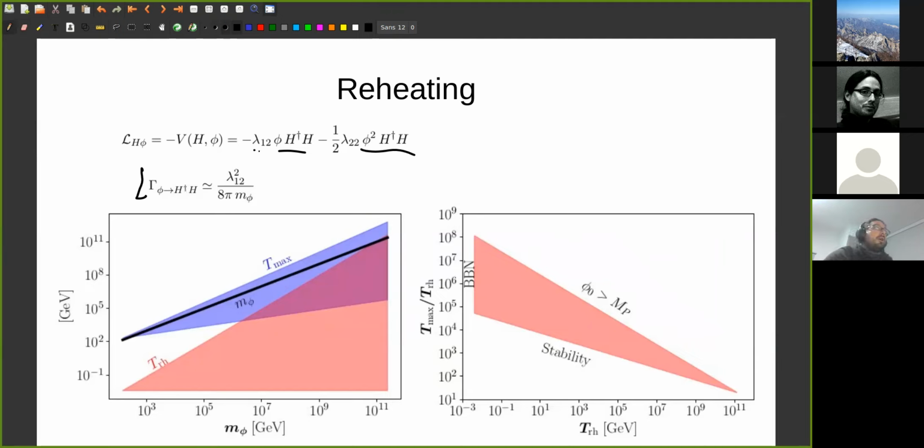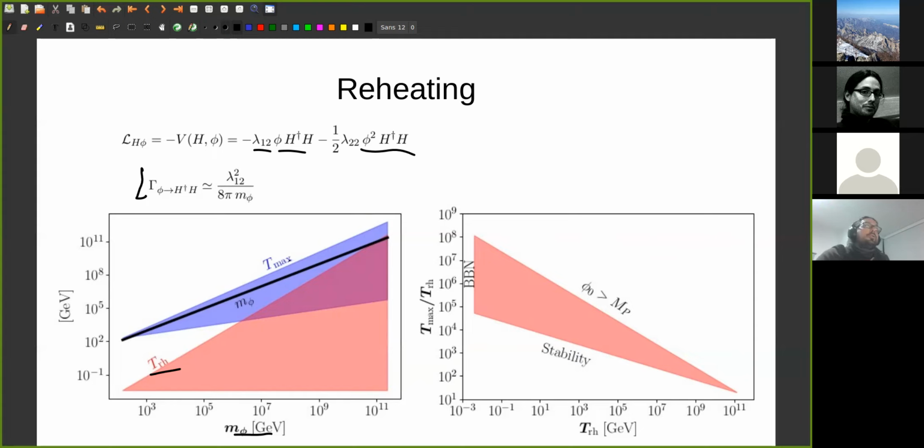It will depend on this coupling lambda 1,2, which is a dimensionful parameter that controls the coupling between one inflaton and two Higgses. And therefore, you can see that depending on the inflaton mass, here I'm showing you a plot of the reheating temperature as a function of the inflaton mass, and T_max, because remember that the inflaton is not decaying instantaneously.